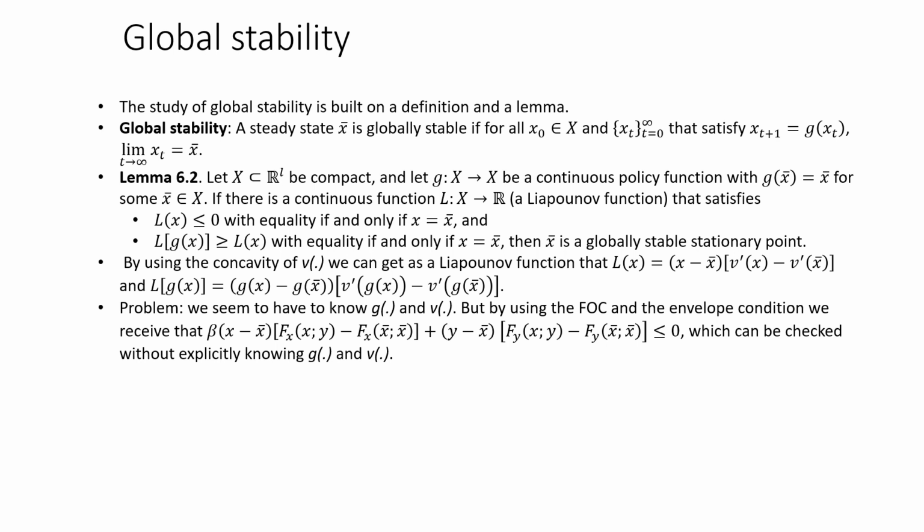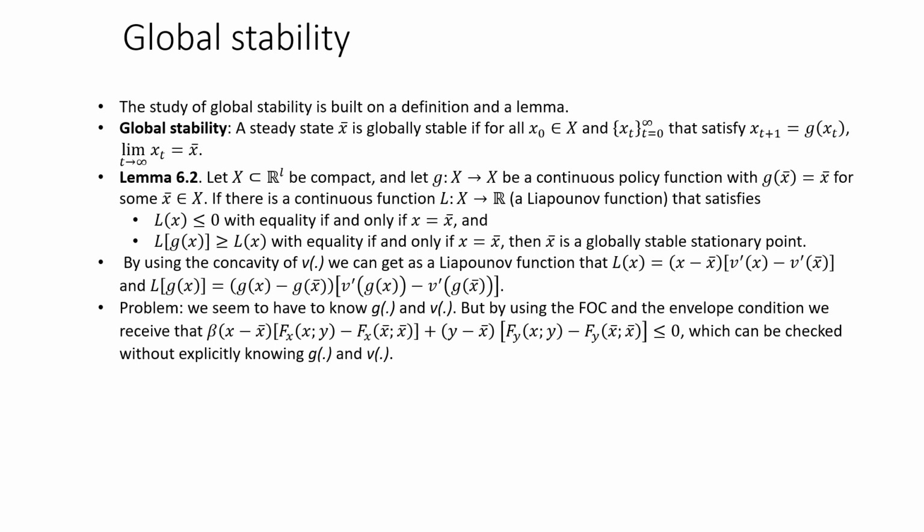The problem in this definition and lemma is to have an appropriate function, a Lyapunov function, that can be useful to examine whether a stationary point is stable. So by using the strict concavity of the value function, we can have one, and actually the authors, Stokey and Lucas, use this condition, so we can have a very general Lyapunov function by which we can check if we have a stationary point, then it is globally stable or not.